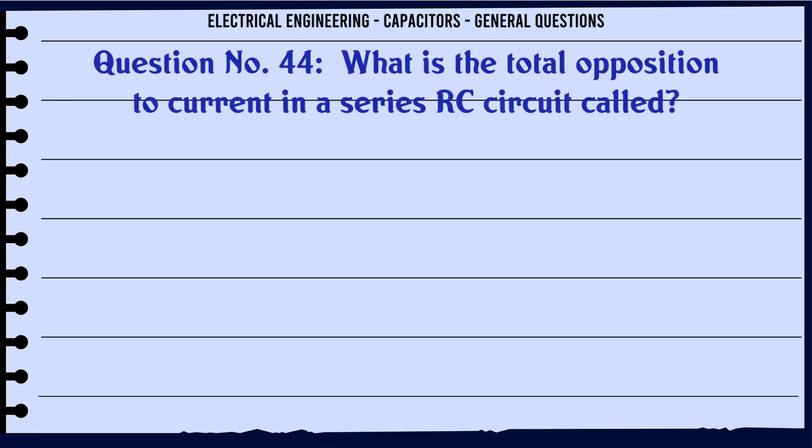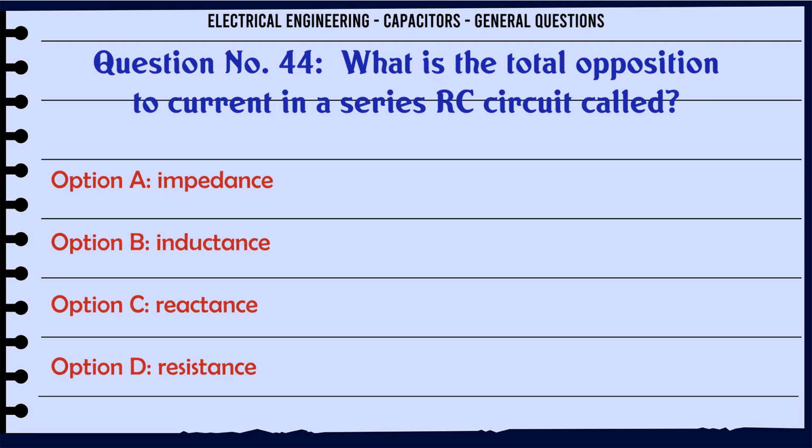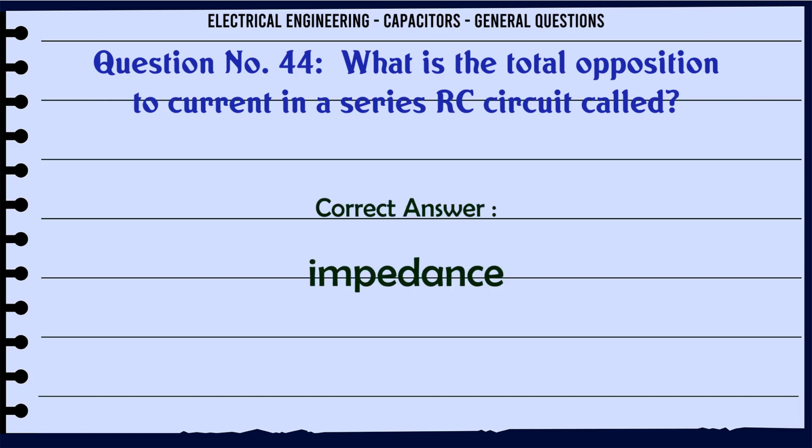What is the total opposition to current in a series RC circuit called? A, impedance, B, inductance, C, reactance, D, resistance. The correct answer is impedance.